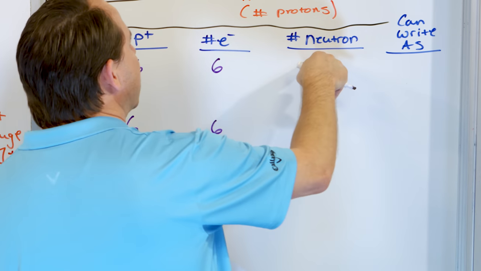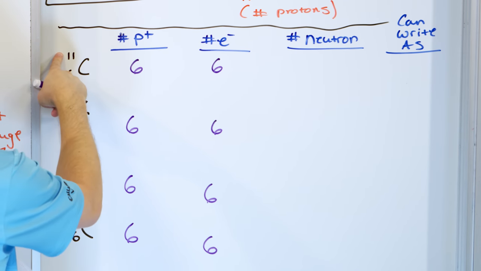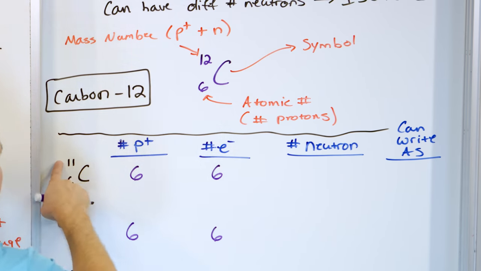Now let's see how many neutrons are here. Well, we have a mass number, the top number of, in this case, 11. Now what is 11 minus 6?